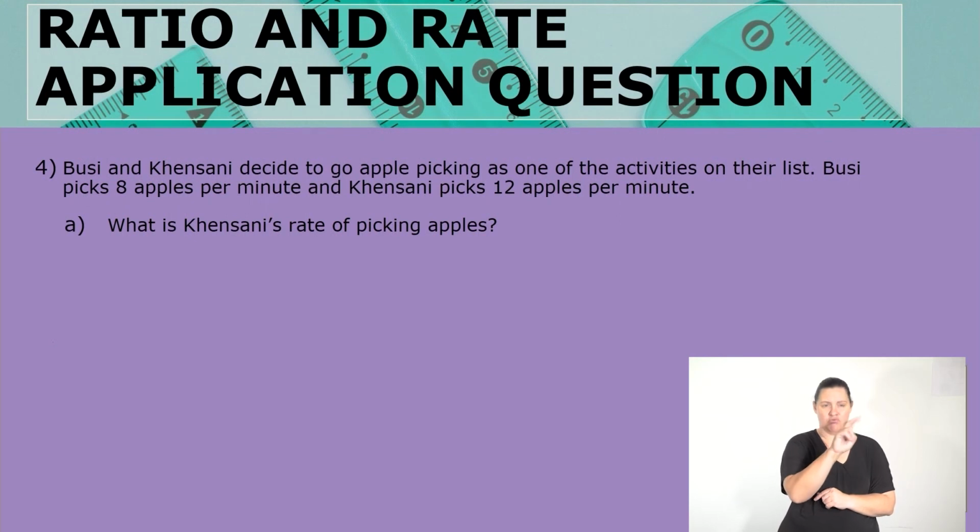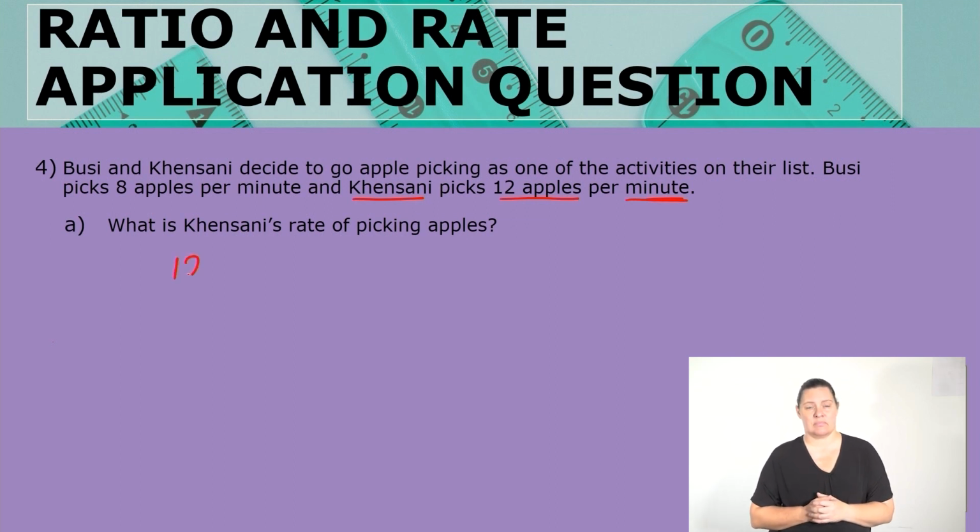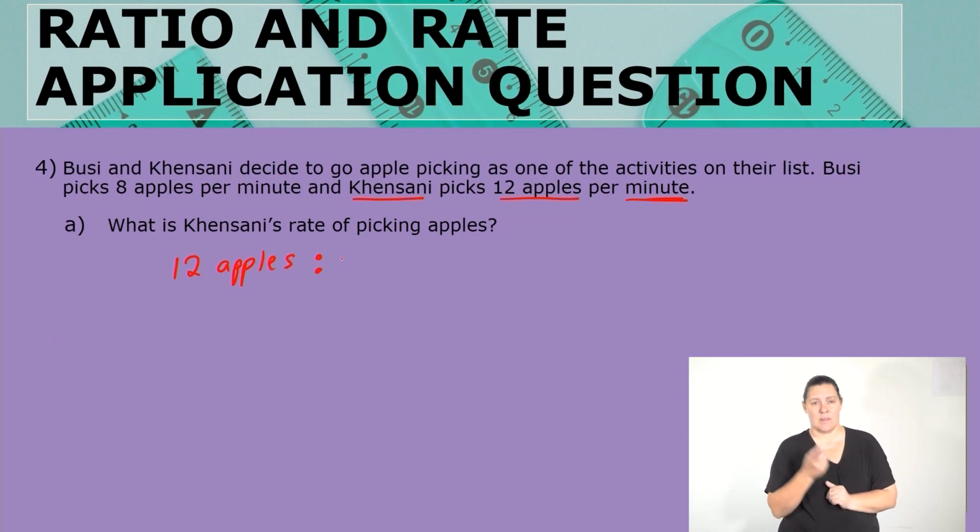Okay, let us first write down what is Kensani's rate of picking apples. Let's start with the rate. So we are going to look at Kensani. We are told here that Kensani picks 12 apples per minute. We are going to compare apples with time. What is Kensani's rate? Kensani's rate there is 12 apples per minute. So this is 1 minute. And then that means that her rate is 12 apples in 1 minute. Rate because we are comparing different quantities.